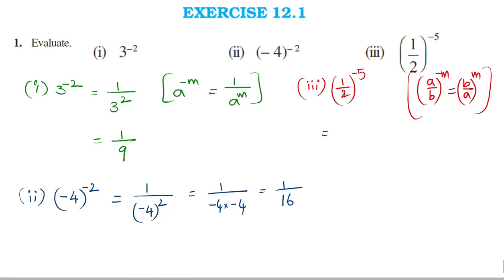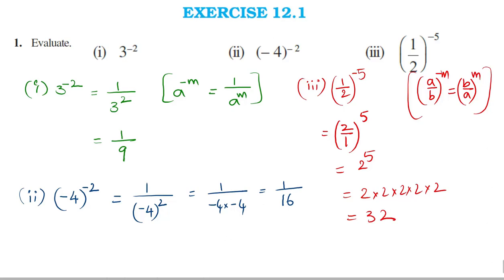So 1 by 2 whole to the power of negative 5 can be written as 2 by 1 whole to the power of positive 5. So that is 2 by 1, which is 2. So 2 to the power of 5 is 2 times 2 times 2 times 2 times 2, we need to multiply 5 times. So this is equal to 32.